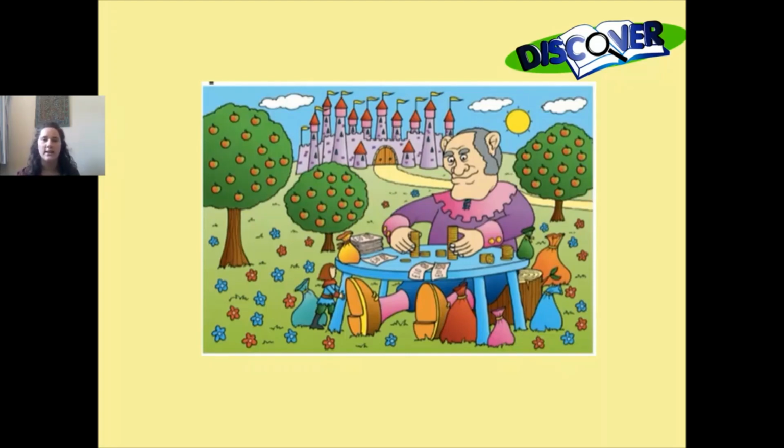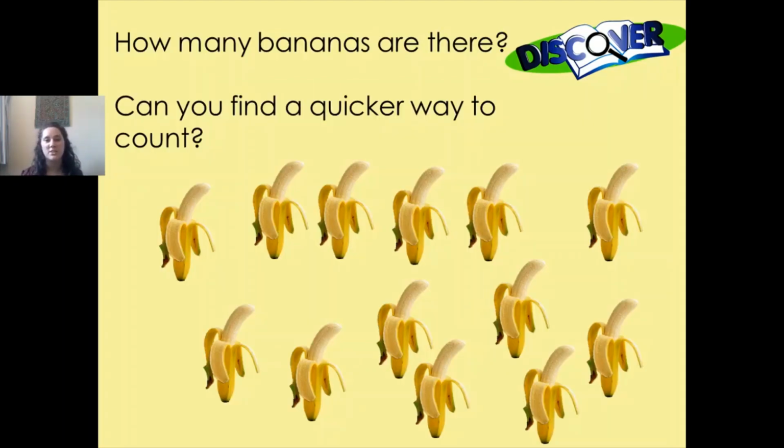Next we're going to be looking at if there is an easier way to count objects that are more than 10. Let's have a look together. Have a look at this picture of lots of different bananas. Our question is asking us how many bananas there are. Pause the video and count them to see. Did you do that? Brilliant.